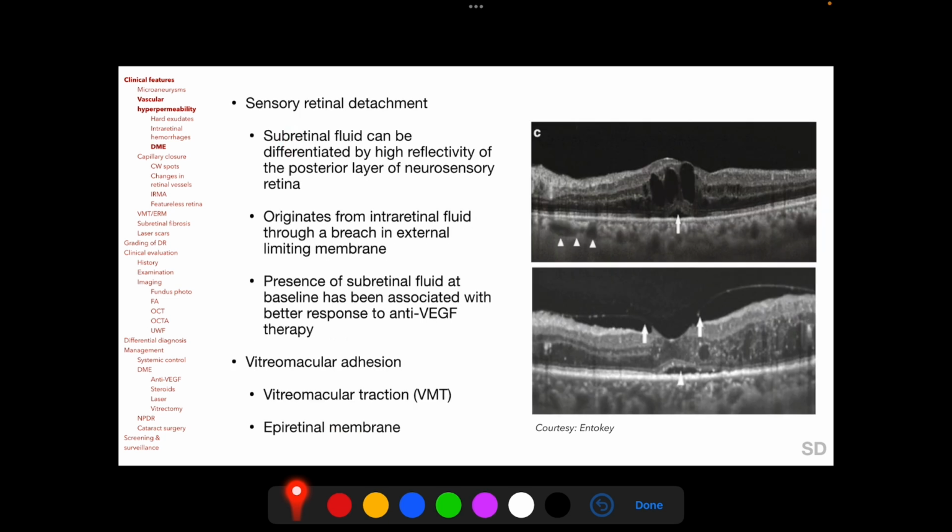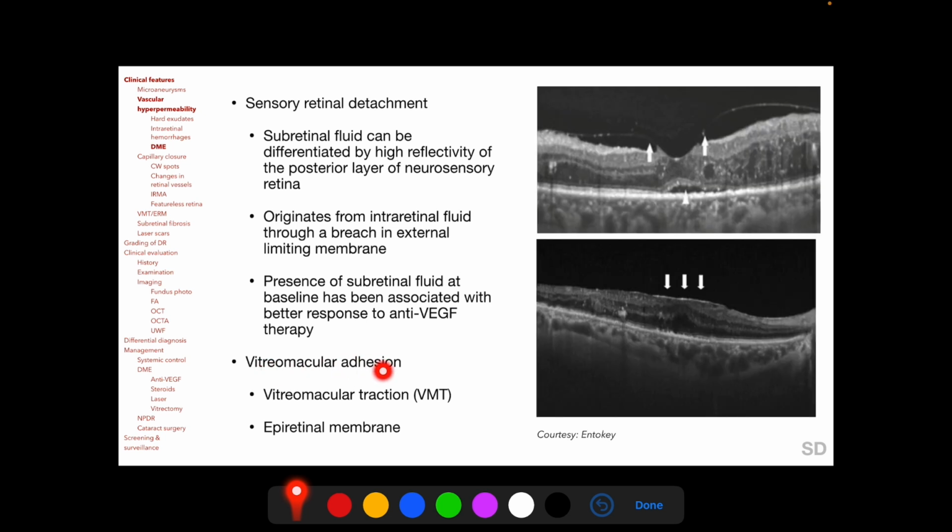Subretinal fluid, as seen here in these 2 OCT photographs, can be differentiated from intraretinal fluid by high reflectivity of the posterior layer of the neurosensory retina, and subretinal fluid in diabetic macular edema is said to originate from intraretinal fluid through a breach in the external limiting membrane, and presence of subretinal fluid at baseline has been associated with a better response to anti-VEGF injections.